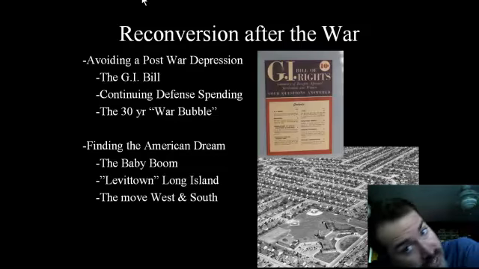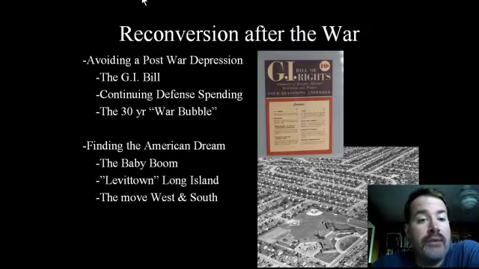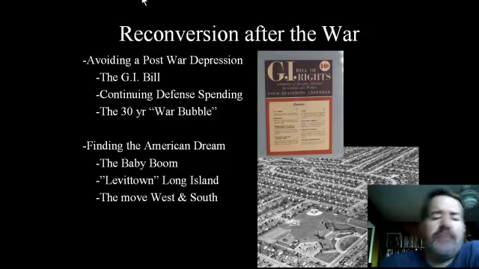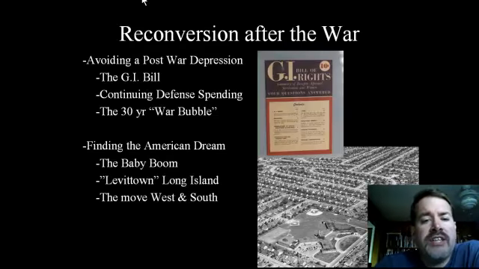Because not all GIs are going to take advantage of the GI Bill benefits. Some of them, for whatever reason, whether it be they have a family or they just don't want to go to school, are going to immediately seek work. The other thing that the government continues to do is to continue defense spending. Now, here is one of the ultimate ironies of World War II.